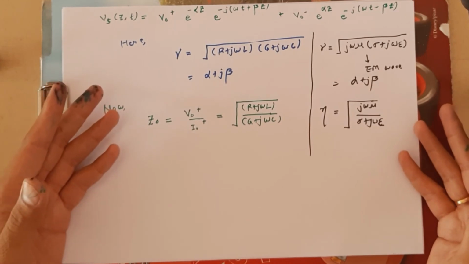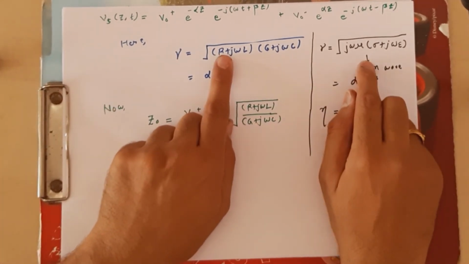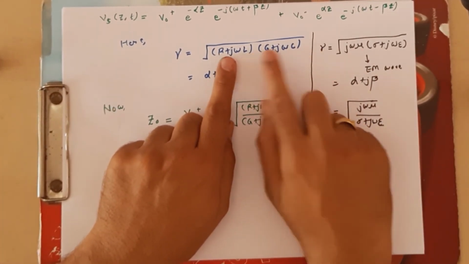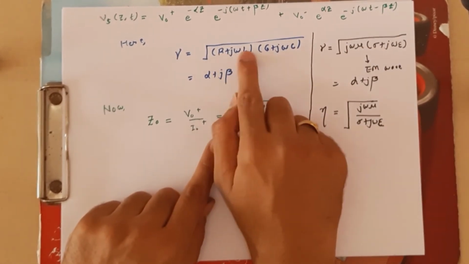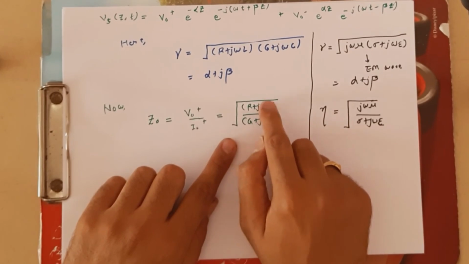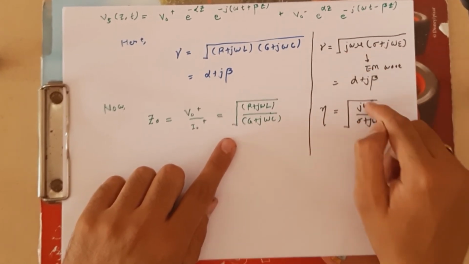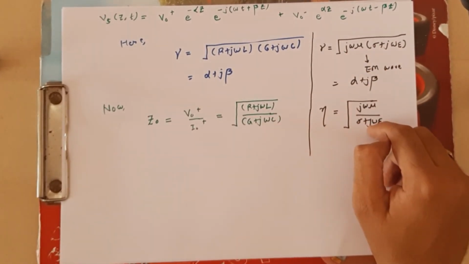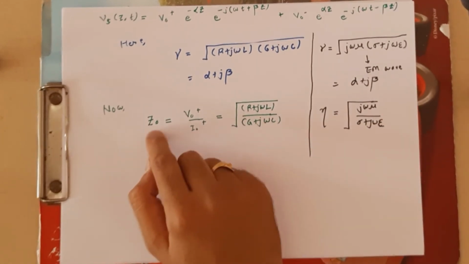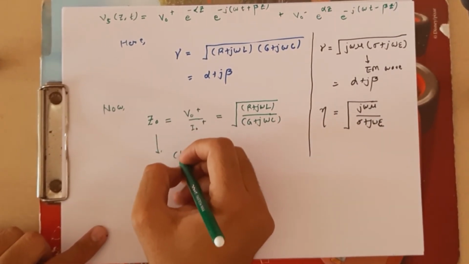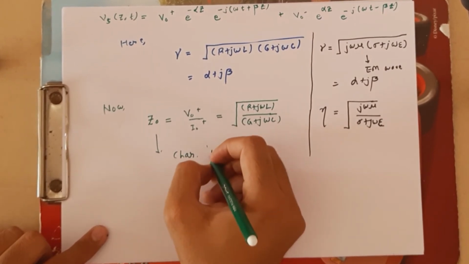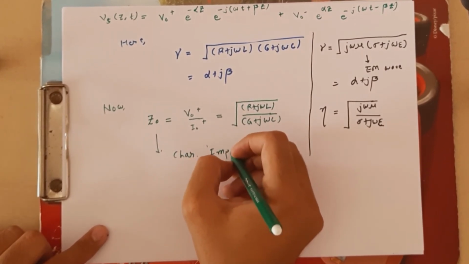What is the similarity? The first term and second term both are in multiplication. Here, the first term and the second term both are in the division mode. Similarly here the first term and the second term both are in the division mode. So it is known as characteristic impedance. Z0 is known as the characteristic impedance of transmission line.